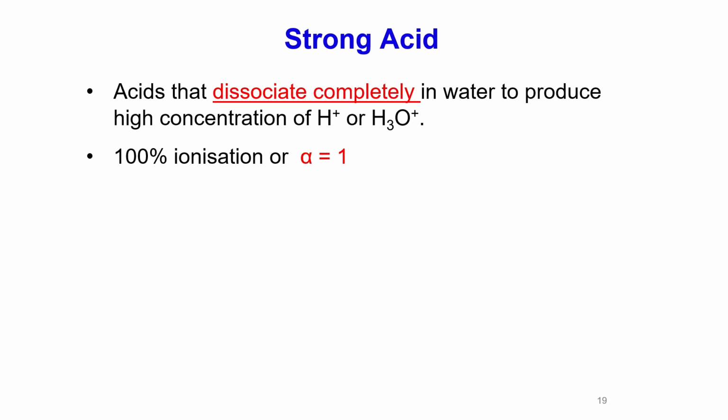Okay, what is the definition of strong acid? Strong acid refers to an acid that can 100% dissociate, or completely dissociate, in water. So when it completely dissociates, it means all the acid will turn into H+ ions or H3O+ ions. So we will have a higher concentration of H+ or H3O+. According to percentage of dissociation, it is 100% dissociation or ionization. Ionization and dissociation are the same. Then alpha equals 1 as a ratio.